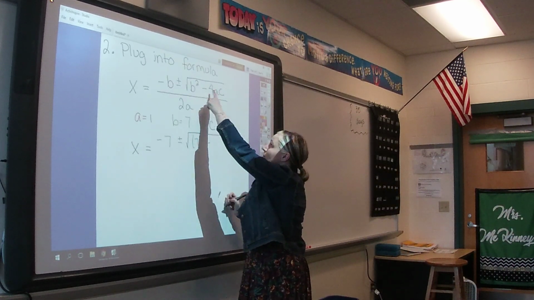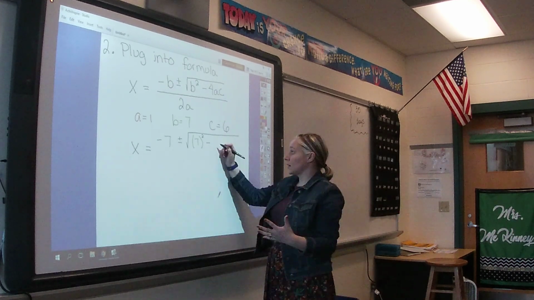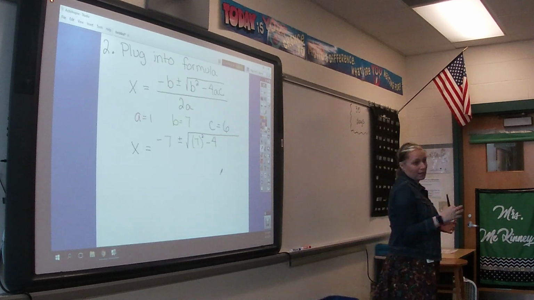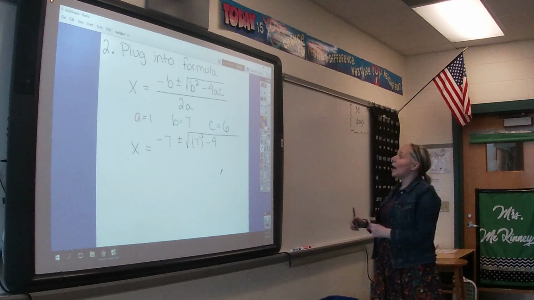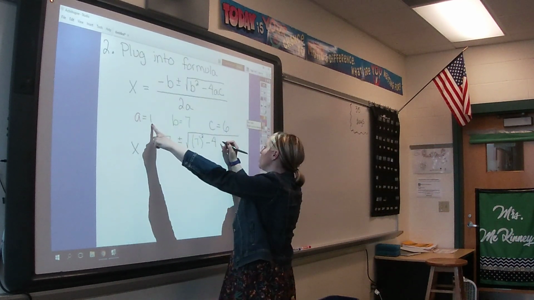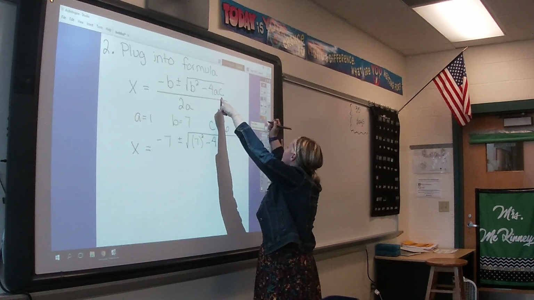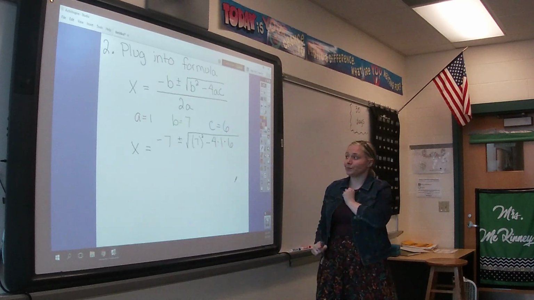Minus 4, because 4 is part of the formula. That 4 is not coming from somewhere other than the formula telling me to write it. Area of a triangle is 1/2 base times height, so I include a 1/2. Times A. So what am I going to put in for A? 1, so I'm going to put times 1. Times C. So times 6.